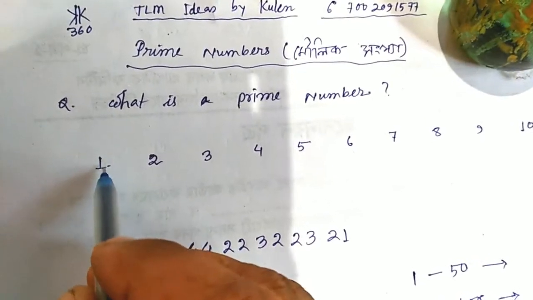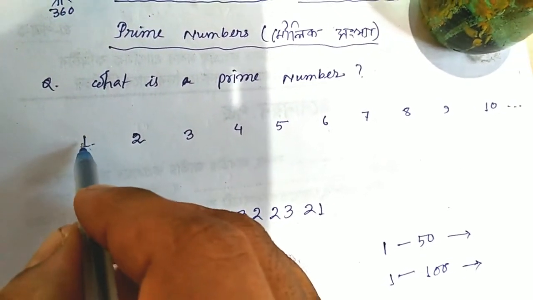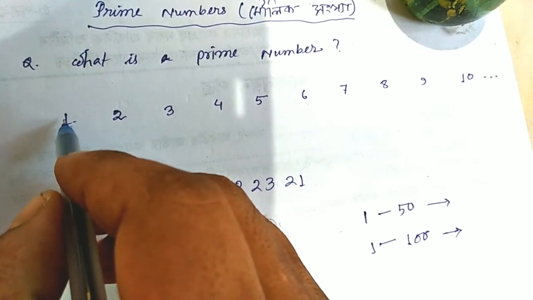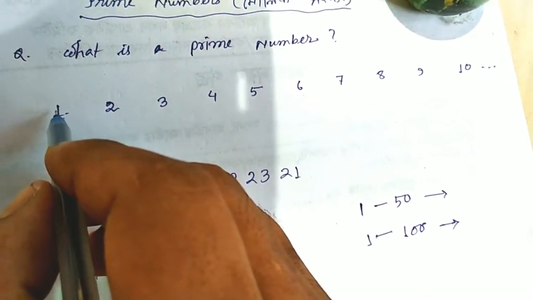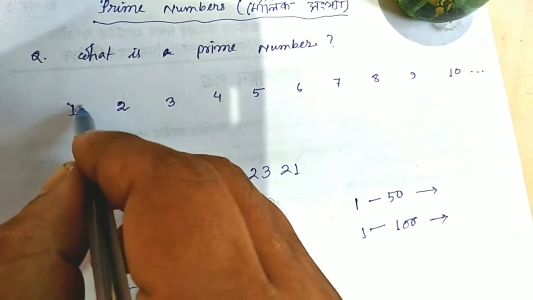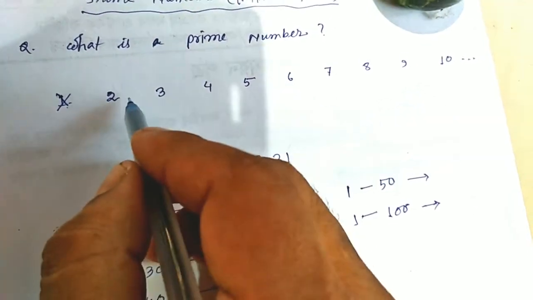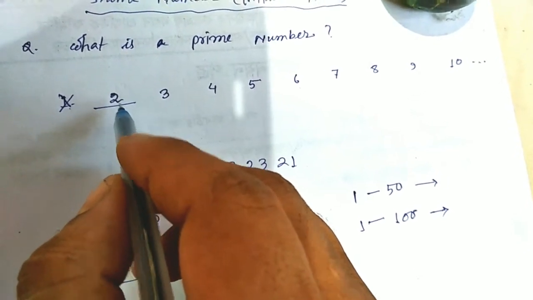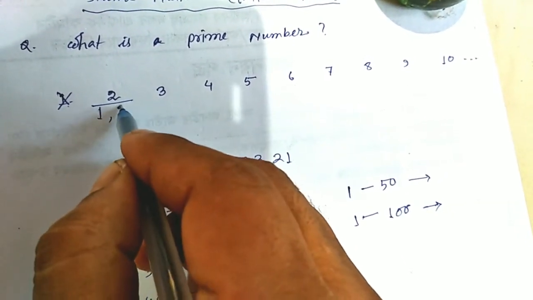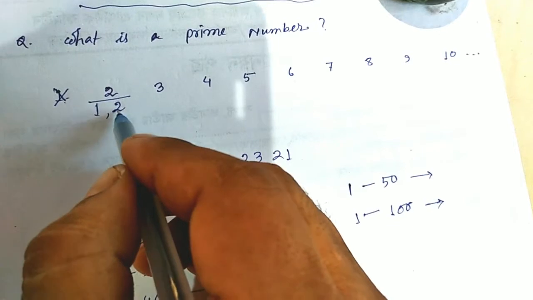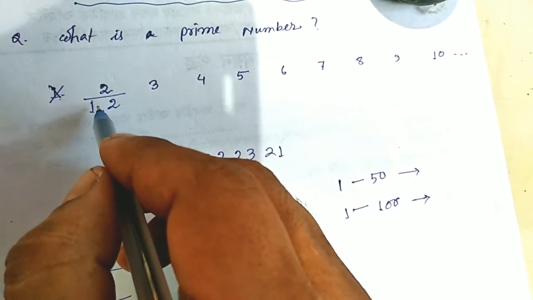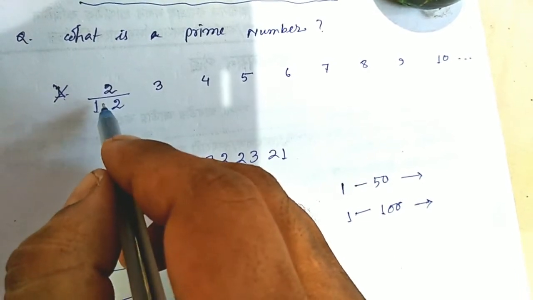So okay, let us see one by one. 1 is not a prime number because it should be greater than 1. We cancel out one by one. Come to 2. Let us divide the number 2. We can divide the number 2 by 1 and 2 itself. We cannot divide by any other number except 1 and 2. So it satisfies the condition of a prime number. 2 is a prime number.